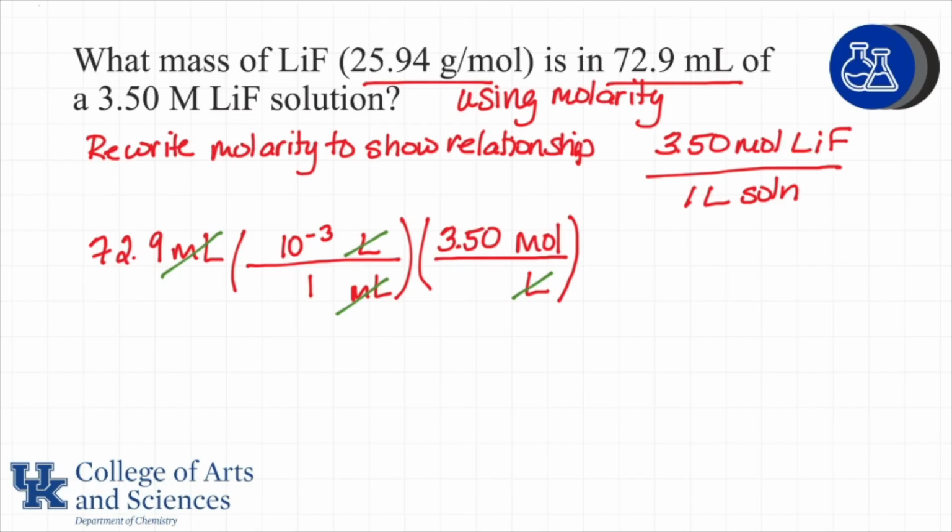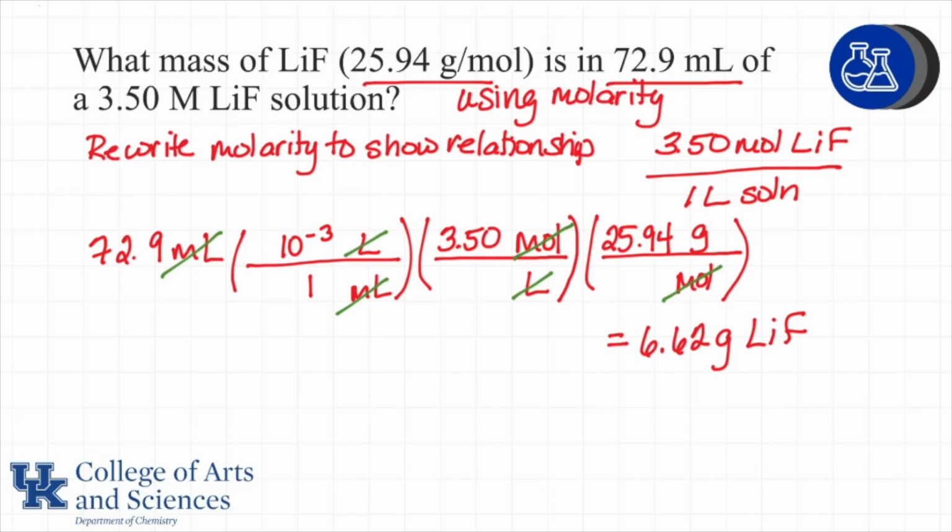Liters will cancel out. I know I need moles on the bottom of the next step, and the relationship I have that has moles is the molar mass. So I have grams per mole, and put 25.94 in for the grams. Moles will cancel out. And now do the math and get 6.62 grams of LiF. While there are more steps here, notice this is just like the dimensional analysis problems we did earlier in the course, and we're just using molarity as one of the relationships to help us get from what we're given to what we're trying to find.